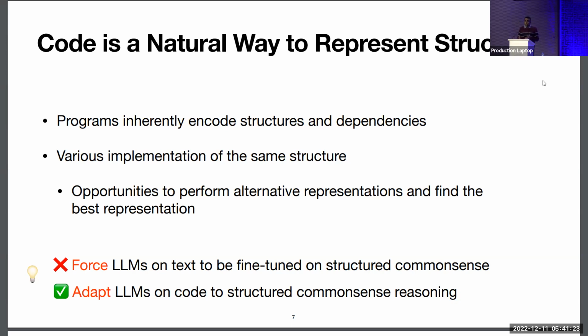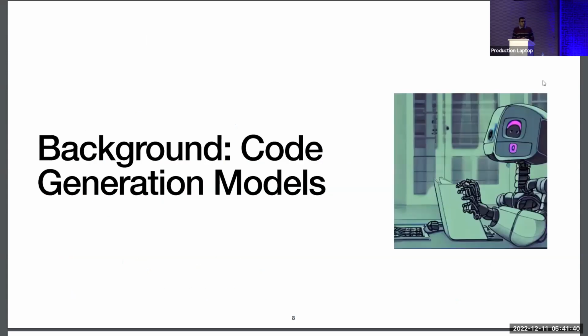Right, so the TLDR of this talk is that we do not want to force language models of text to work on our task. Instead, we want to adapt language models of code into doing something that they are already pretty good at, which is generating structures. So I wanted to cover some background on code generation models. Some of us who have been using Copilot already know what I'm talking about, but just to be on the same page, let's see what these things are up to these days.